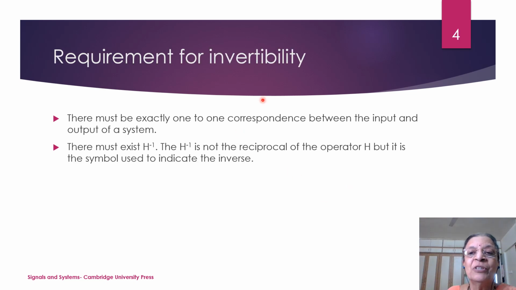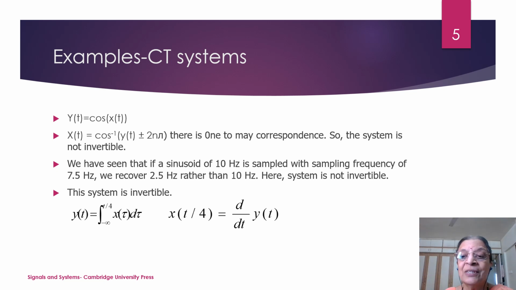What are the requirements of invertibility? There must be exactly one-to-one correspondence between input and output of the system. If there is one-to-many correspondence, then I cannot recover the signal exactly. So, in that case, we say that the corresponding inverse system does not exist. H inverse is not the reciprocal operator, but it is the symbol used to indicate the inverse, as I already told you.